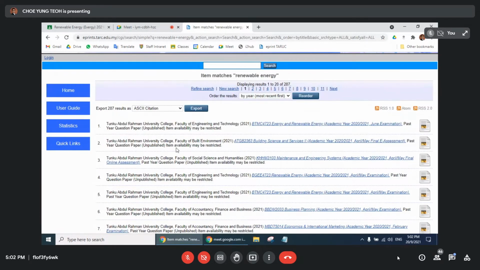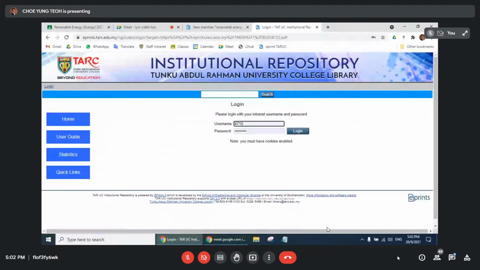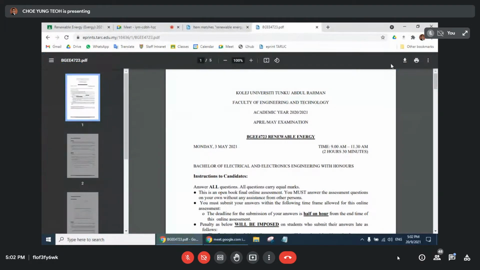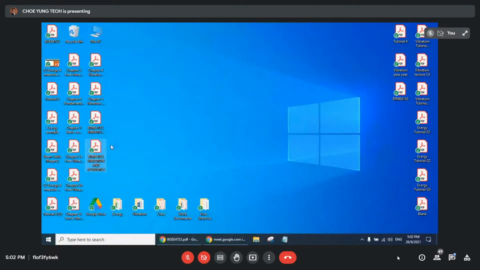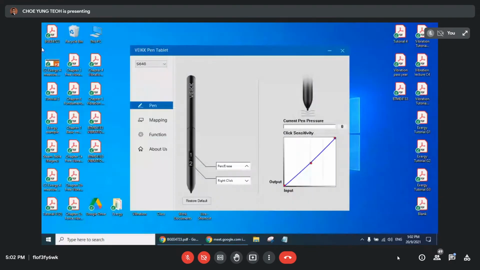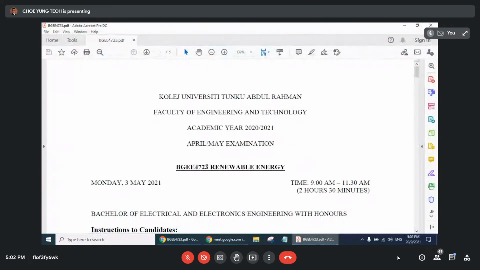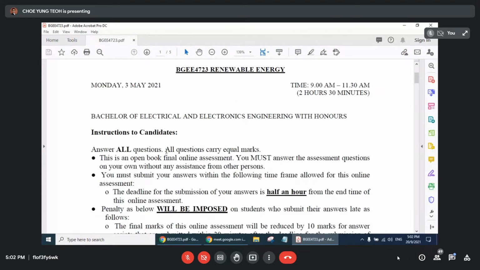Okay, and then maybe you start from the latest one. Some are not for engineering and technology. You can see that this is the latest, BGE 4723. You start from this one. You have to log in using your student account, of course. Okay, so this is the May 2021 examination.